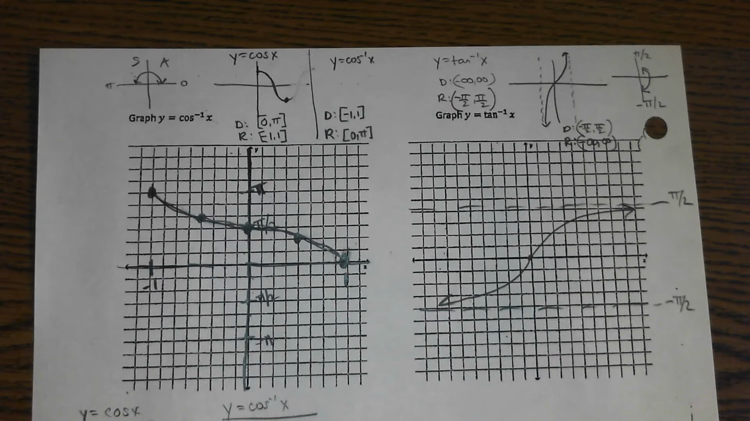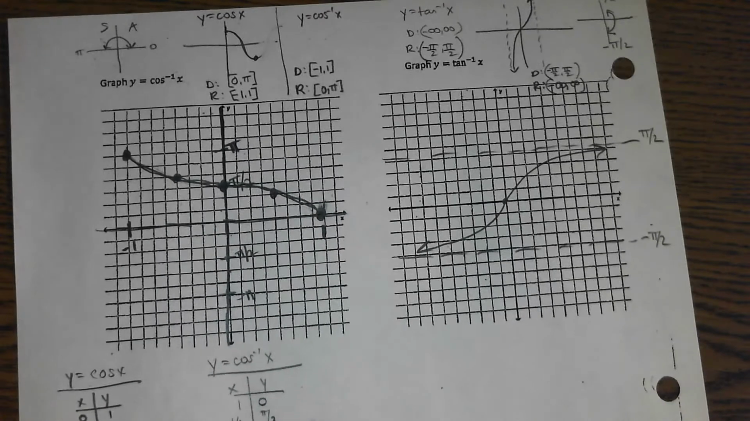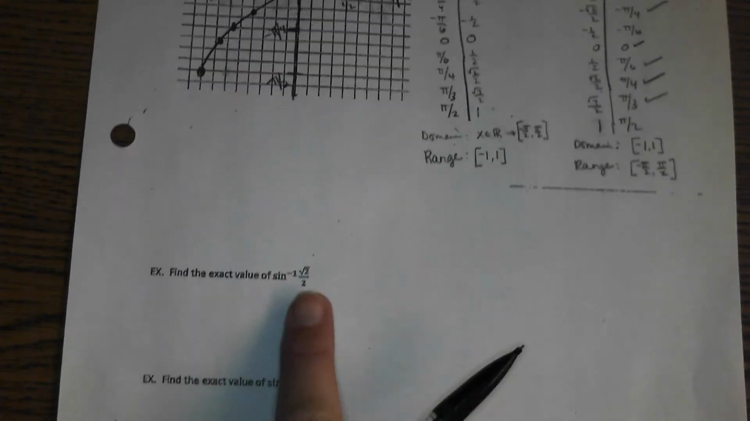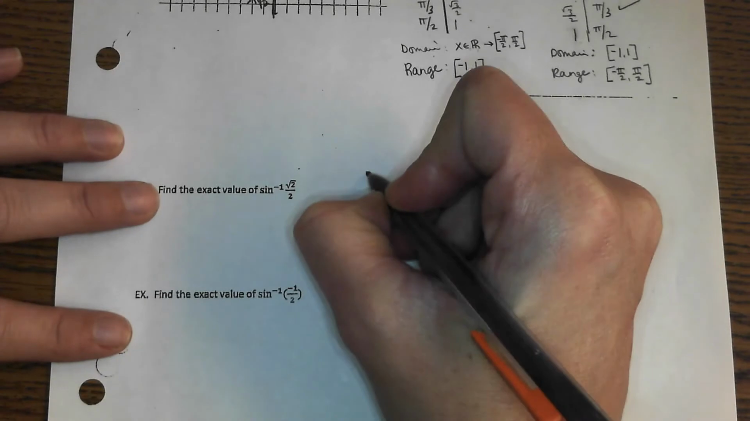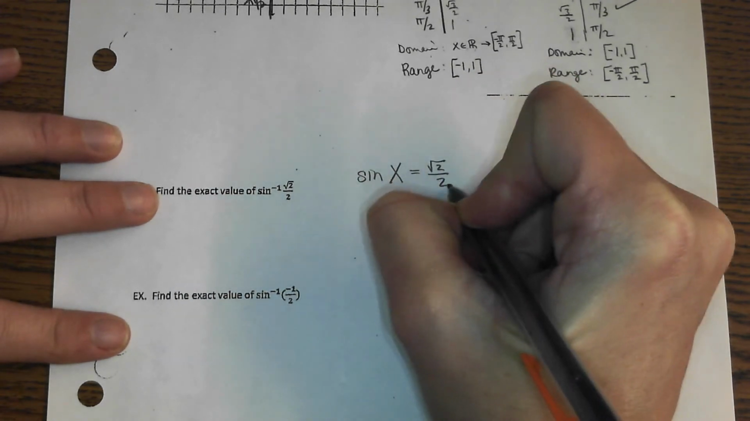Okay, so the graphs are one thing. Being able to actually evaluate inverse sines, cosines, and tangents without a calculator is another. Okay? So when you're asked for the exact value of inverse sine of root 2 over 2, you're essentially being asked the sine of what angle equals root 2 over 2. So this is going to go back to your memorized values. But as you know, there are a lot of angles that have a sine of root 2 over 2.